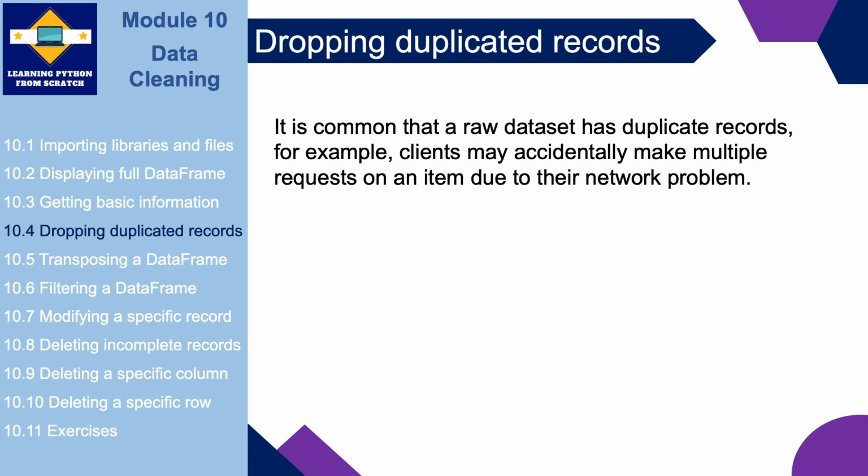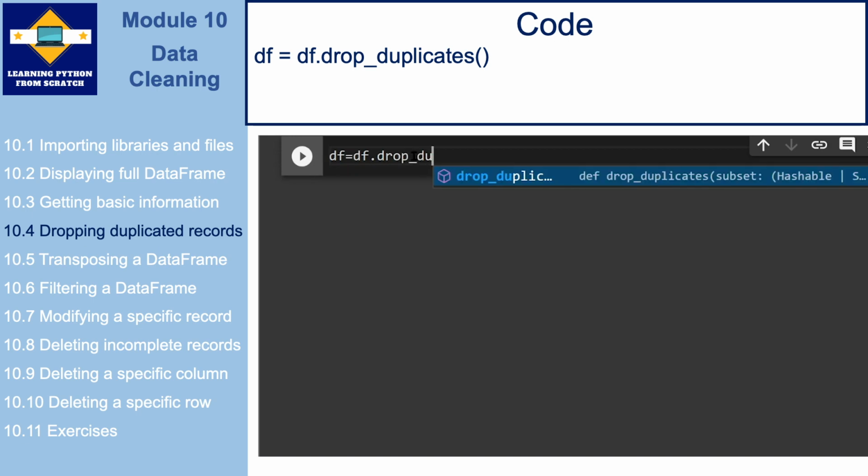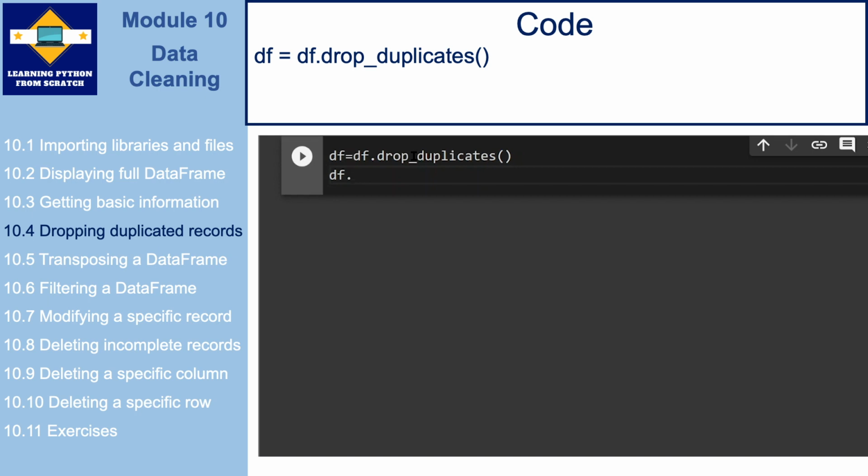It is common that a raw dataset has duplicate records. For example, clients may accidentally make multiple requests on an item due to a network problem. We can use drop_duplicates to help us drop duplicate records. Let's type df = df.drop_duplicates(). After we run it, you should be able to see that our rows are down from 280 to 278. It means that we actually dropped 2 rows.